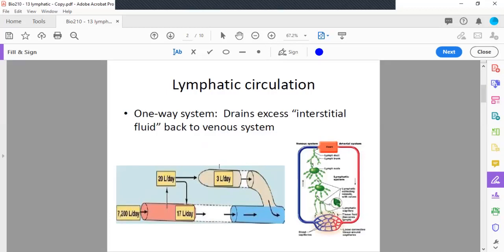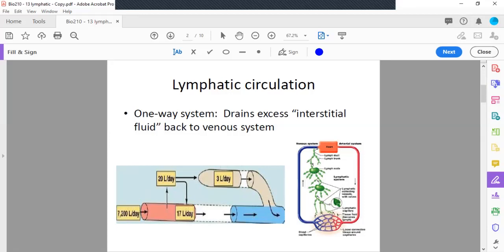The first function of the lymphatic system is lymphatic circulation. I mentioned in the previous slide that it's a one-way system, which means it drains the excess interstitial fluid back to the venous system. Let's examine what that means. I want you to look at the right image.